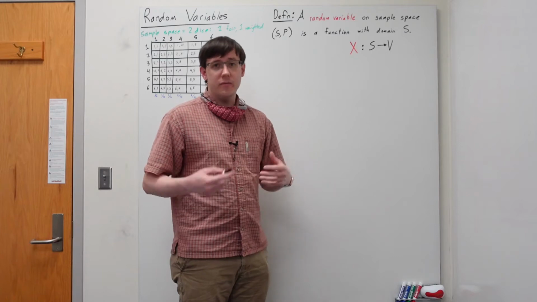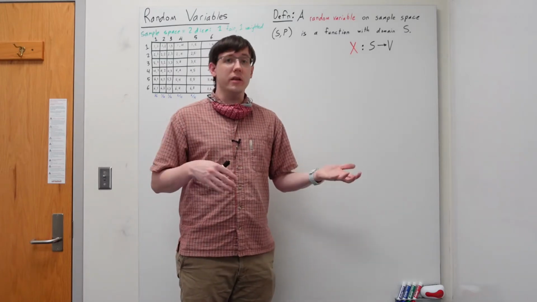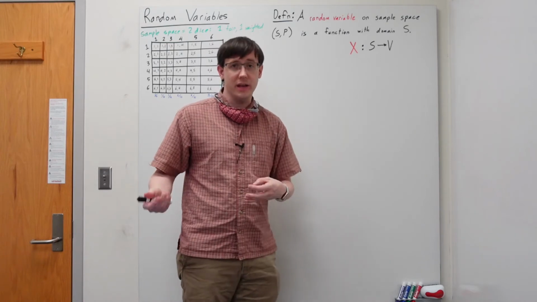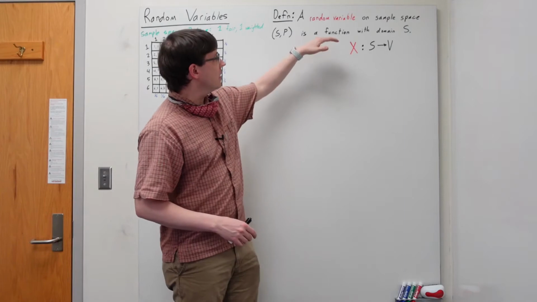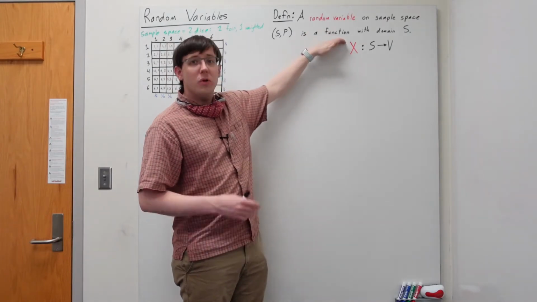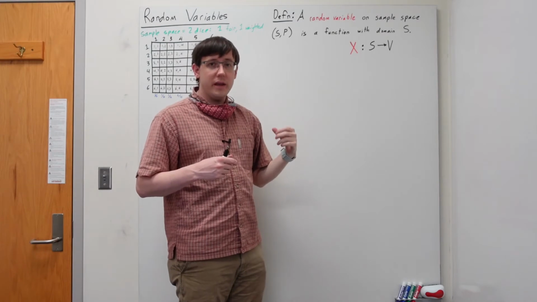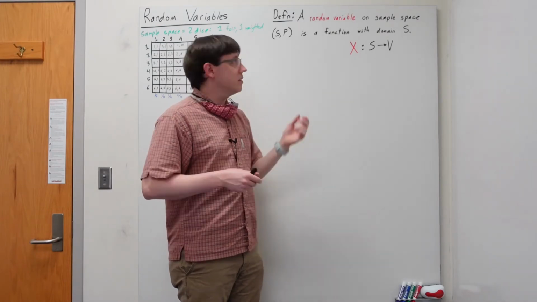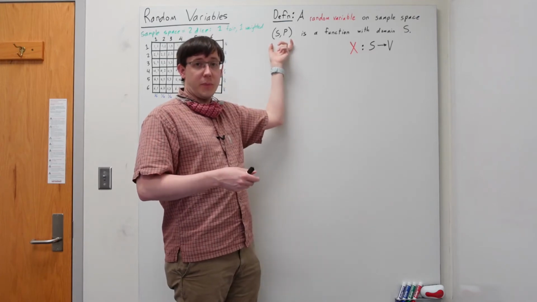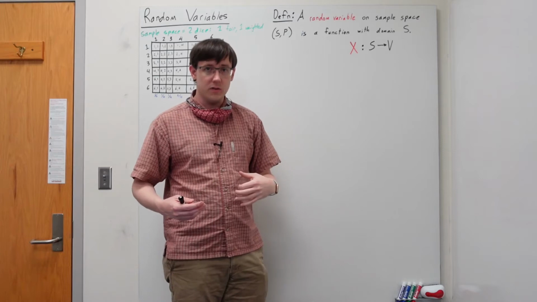Intuitively, a random variable is a variable that can take on various values, and which value it takes on is random. But our definition is that a random variable is a function. The reason we define it this way is because the random variable is built on some underlying sample space, and the sample space gives us the randomness.